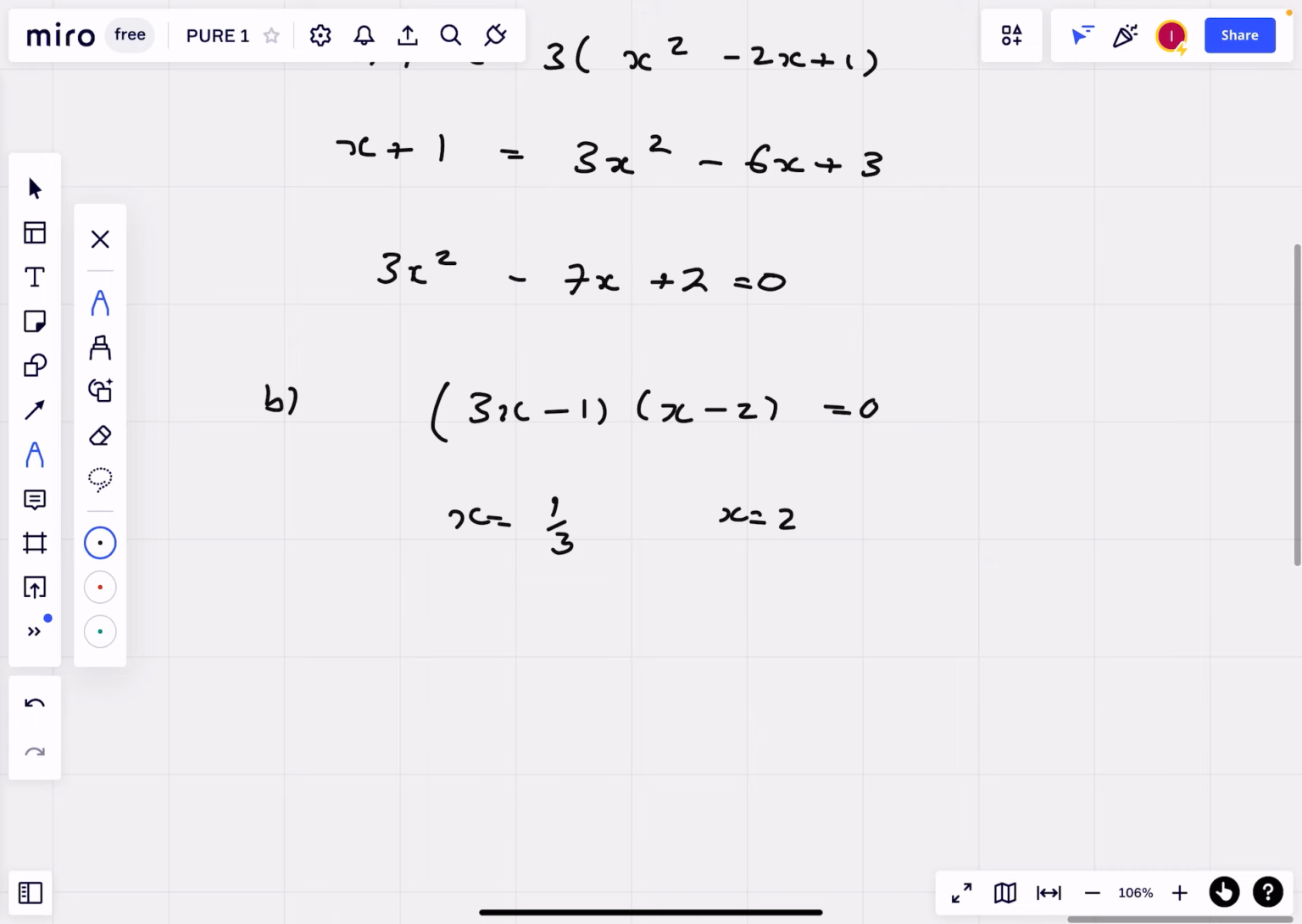If x equals a third, one of our logs contains an x minus 1. If x is a third, x minus 1 would give us a negative answer, which doesn't work because you can't have a log of a negative. So your only solution is x equals 2. But there you go. Those are the log rules, and that's how you use them when solving.